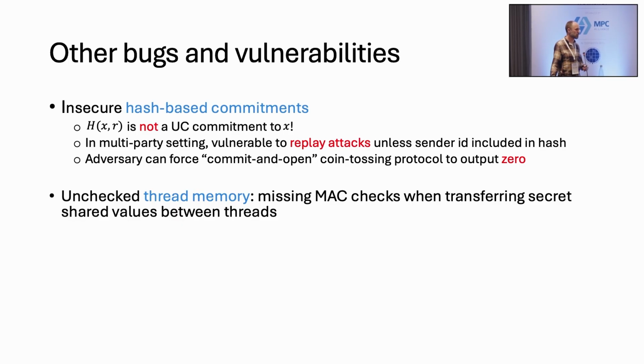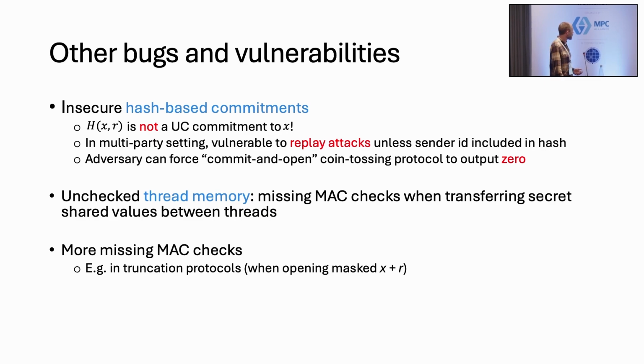So in some cases, there were secret values which were passed from one thread to another and not checked in the right place. Another case with missing MAC checks is in truncation protocols or comparison protocols where you have to open a masked input, so open some X value masked with a random value R. It looks like you might not need to check the MAC on this immediately because you're just opening random values, but in some cases, if you don't check the MAC, this can actually lead to some information leakage, and you really need to do this.